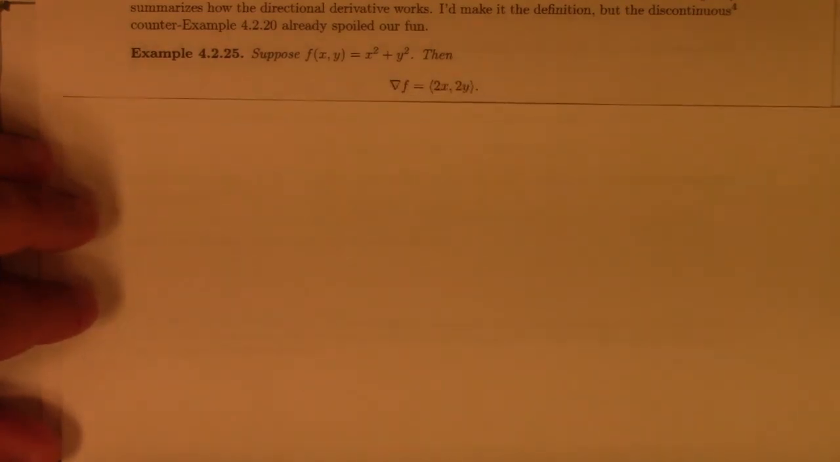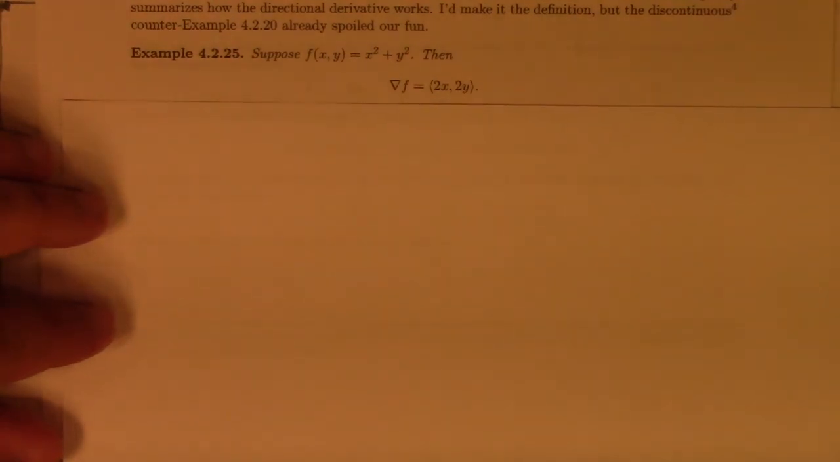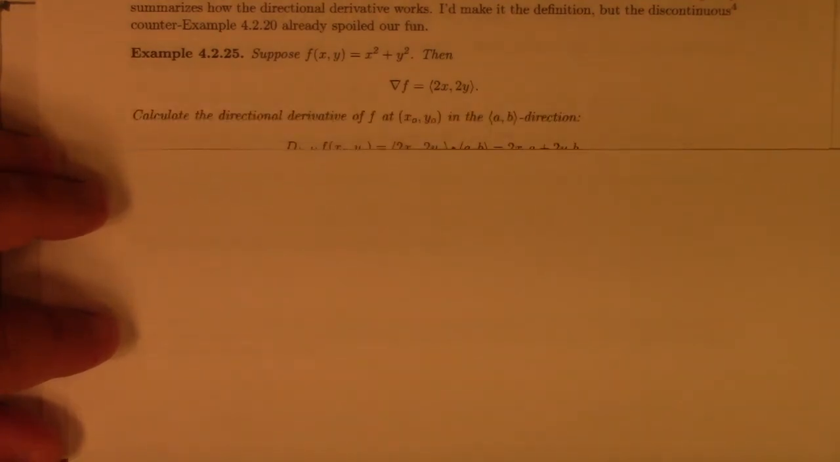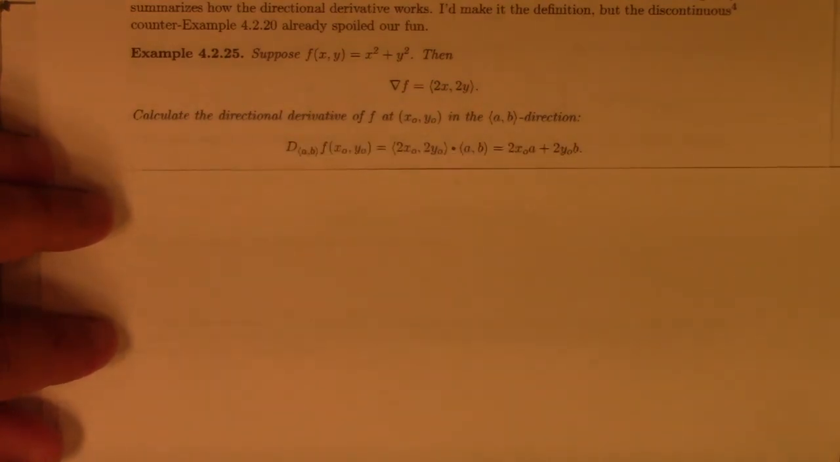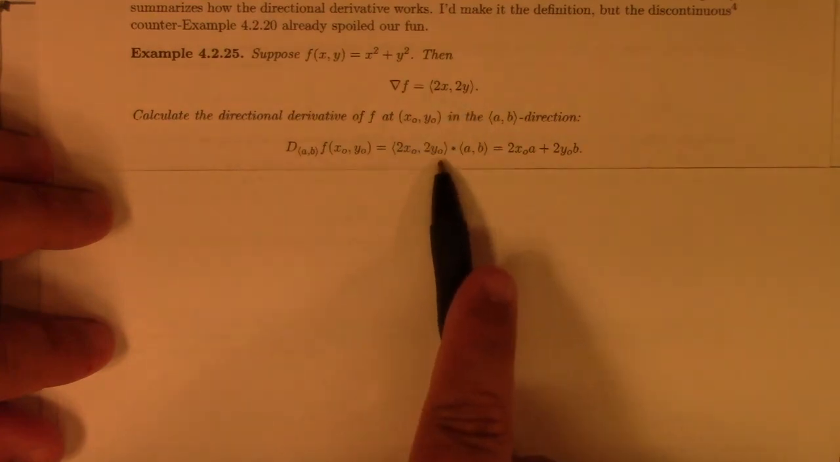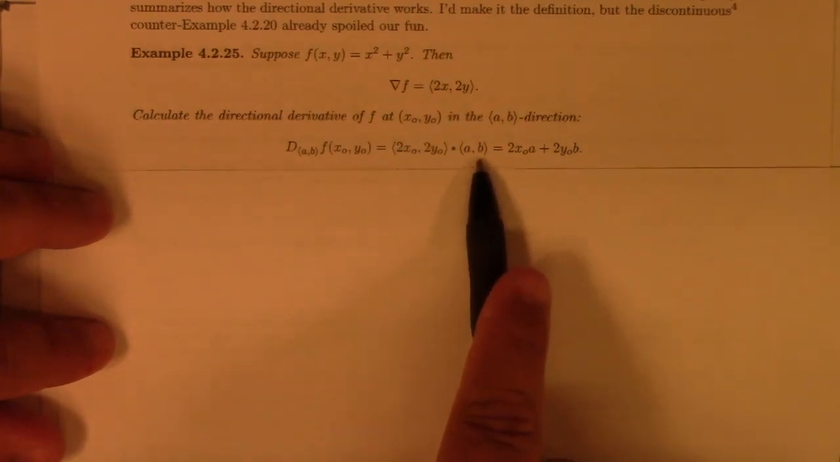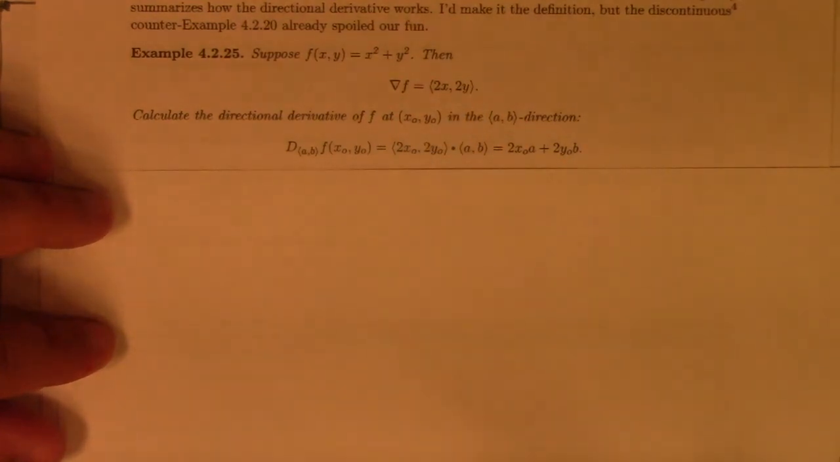For f equals x squared plus y squared, the gradient of f is the partial x derivative of f, comma, the partial y derivative of f, which is 2x, 2y. And so if we wanted to calculate the directional derivative of f in the AB direction at the point x naught, y naught, we take this gradient and evaluate it at x naught, y naught. When we take the dot product with AB, we get that formula. There it is.